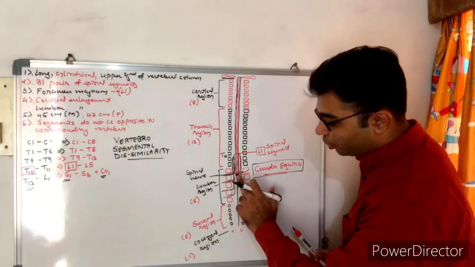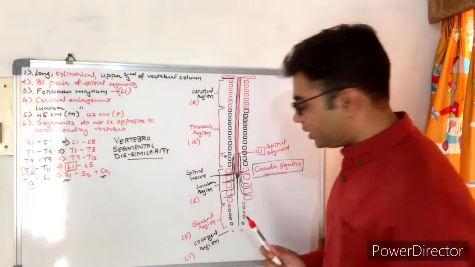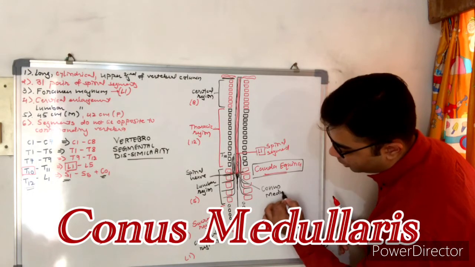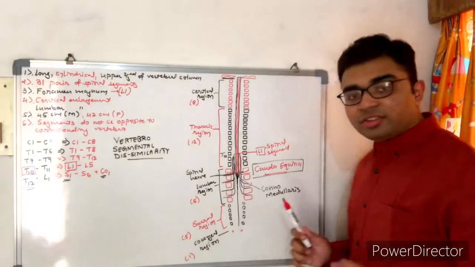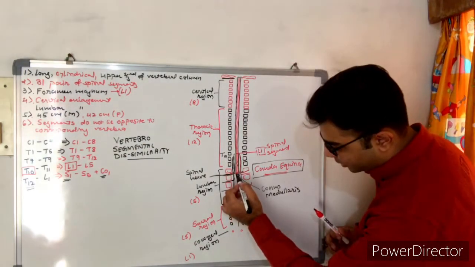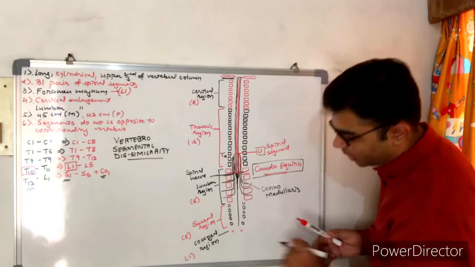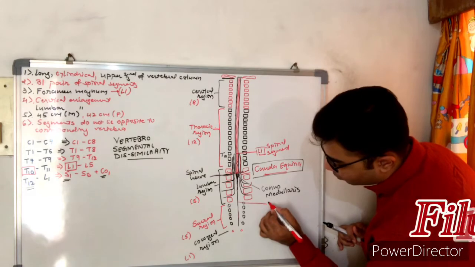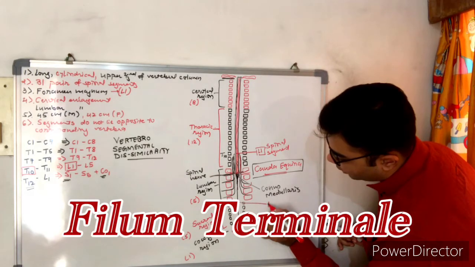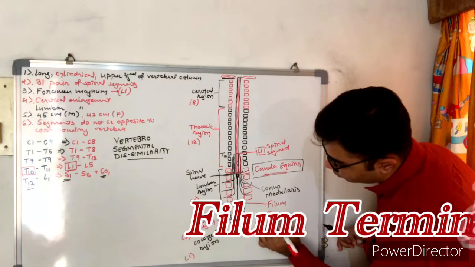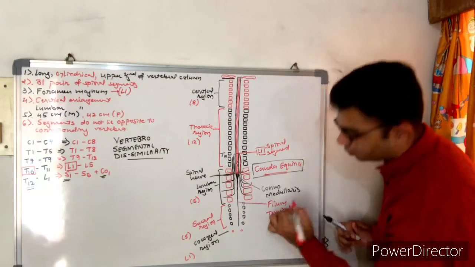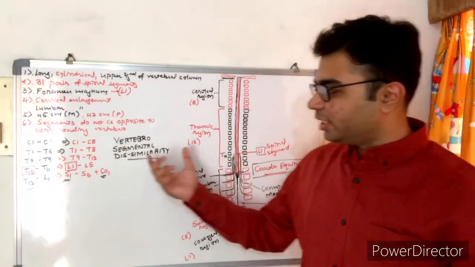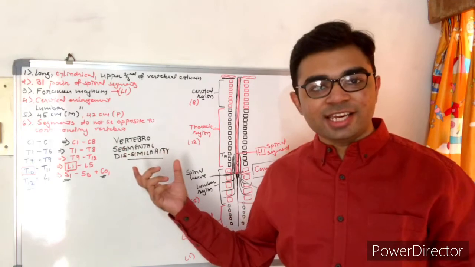The lowermost portion of the spinal cord is termed the conus medullaris, and a thread-like structure which extends inferior to the conus medullaris is termed the filum terminale. So this was all about the spinal anatomy as well as the concept of vertebrosegmental dissimilarity.